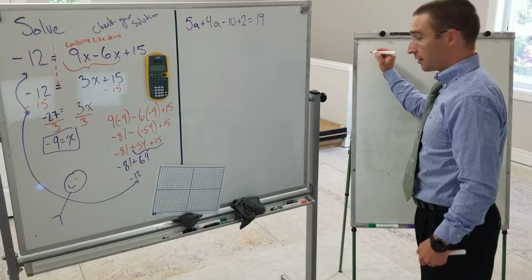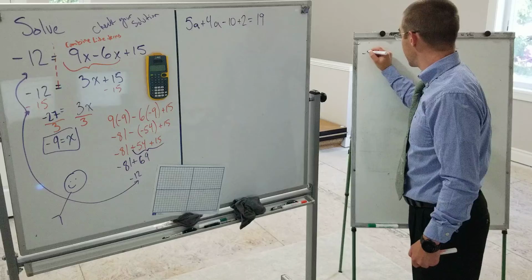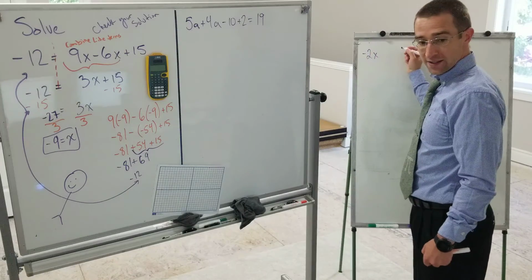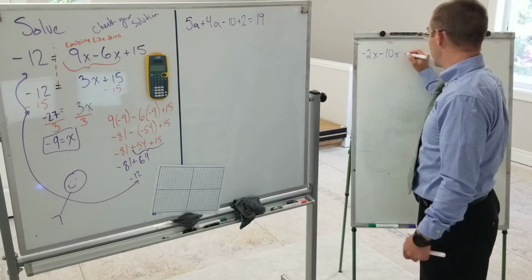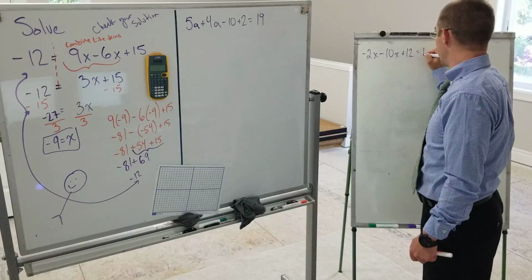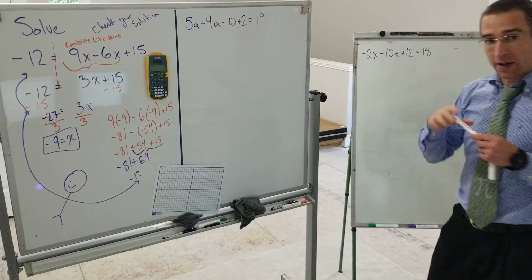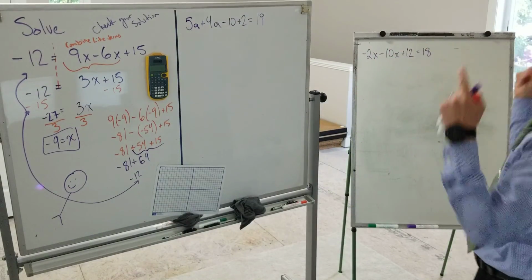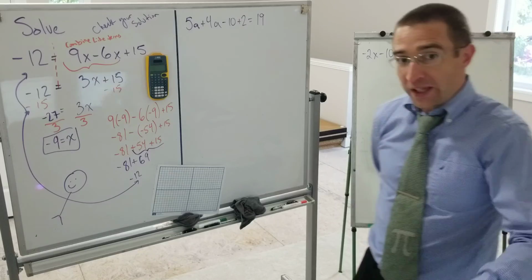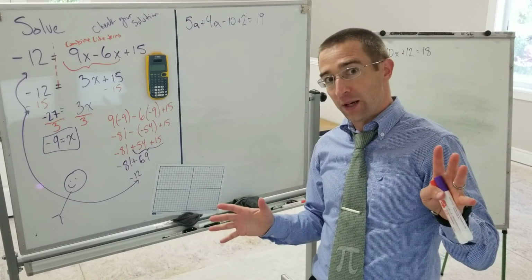And then we have negative 2x minus 10x plus 12 equals 18. Go ahead and pause the video, try those two problems, and I'll still be here, I'll just be paused.